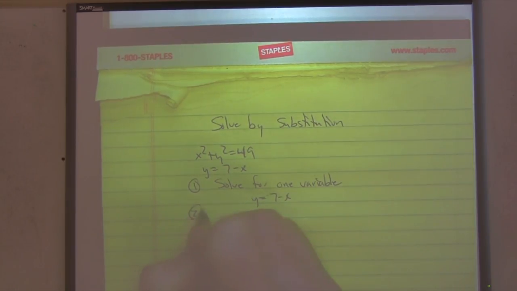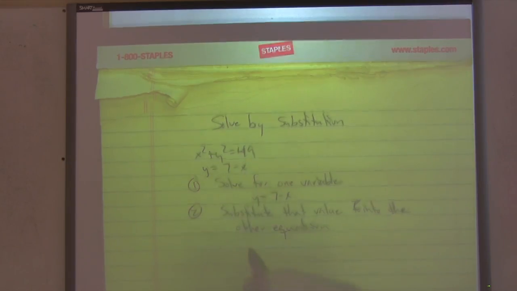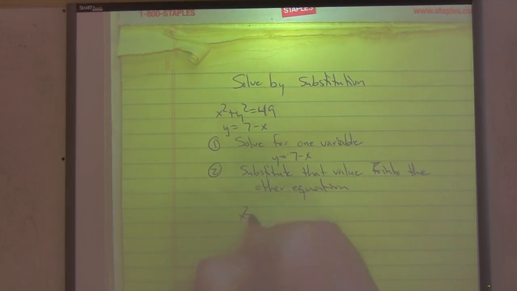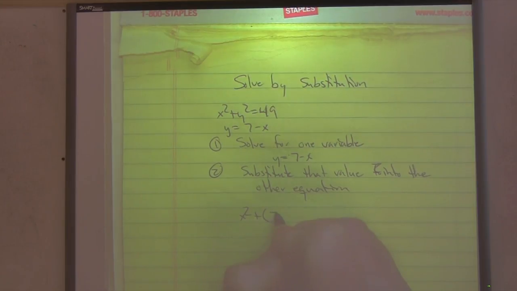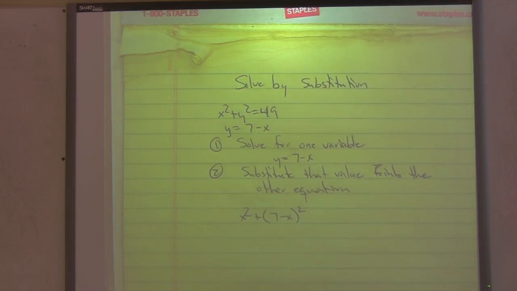And then once we have that, we substitute that value into the other equation. So I'm going to take this value for y and plug it into the other equation. So we get x squared plus, when I come to y, I replace it with 7 minus x. In parentheses, equals 49.